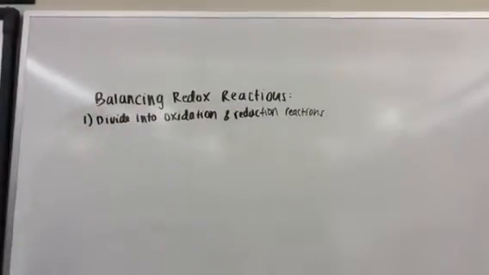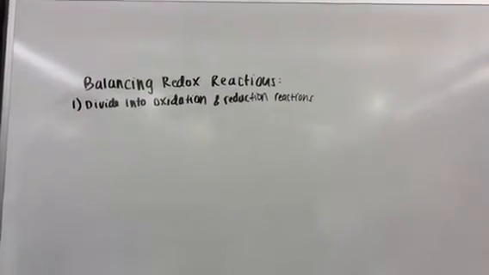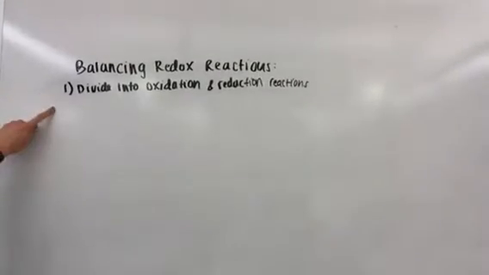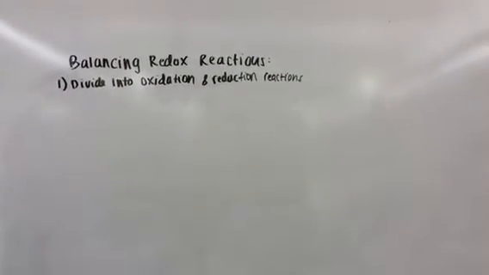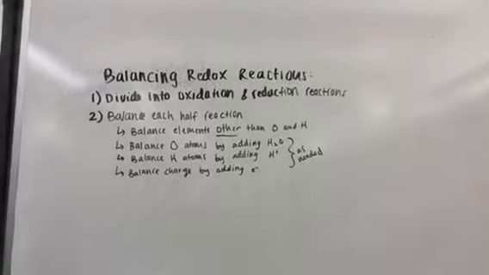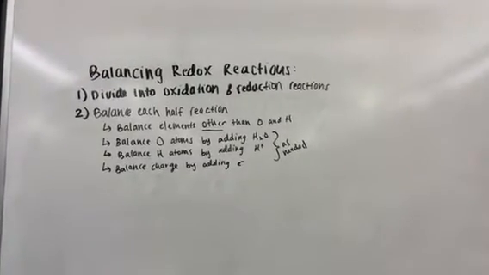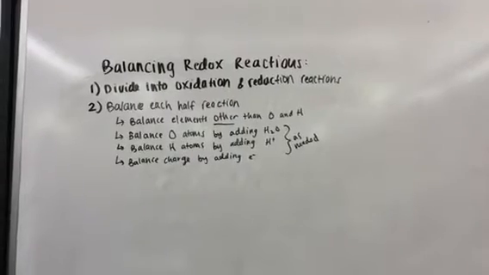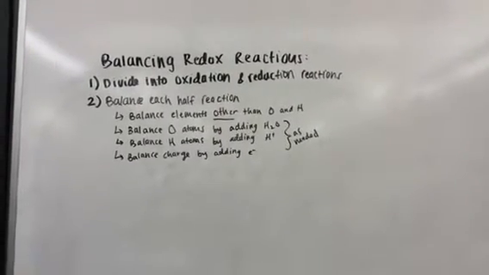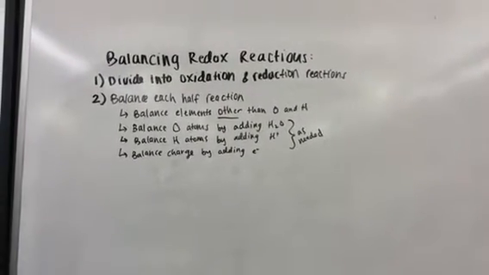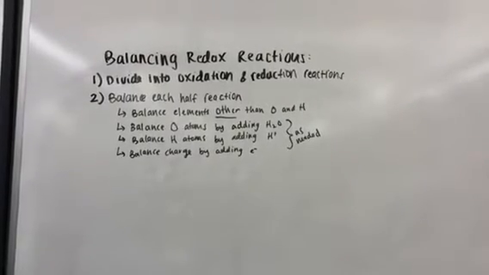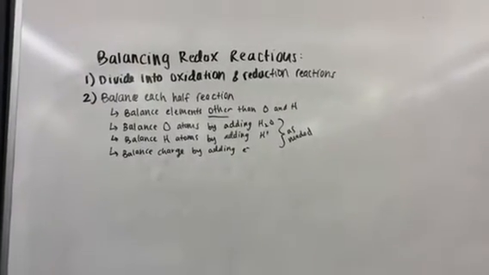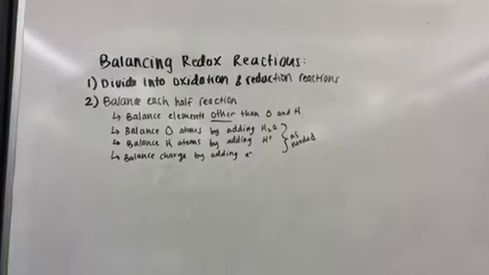All right, so here are the steps that we used in the last problem to balance the redox reaction. So number 1, divide into oxidation and reduction half reactions. The next step is to balance each half reaction. The sub-steps of that are: balance elements other than O and H, balance O atoms by adding H2O, balance H atoms by adding H+, and balance the charge by adding electrons. All of those, the last 3 steps, are only as needed.